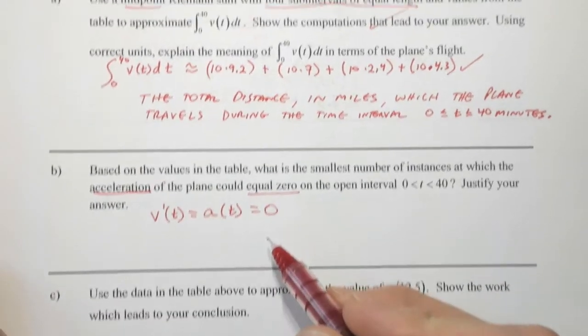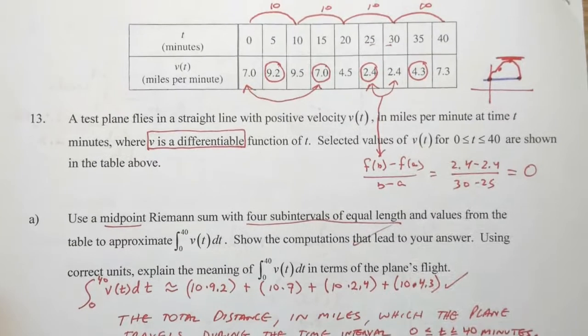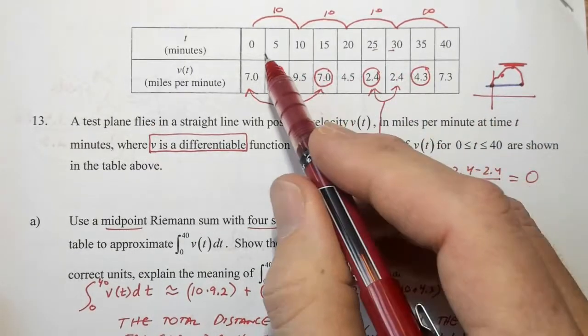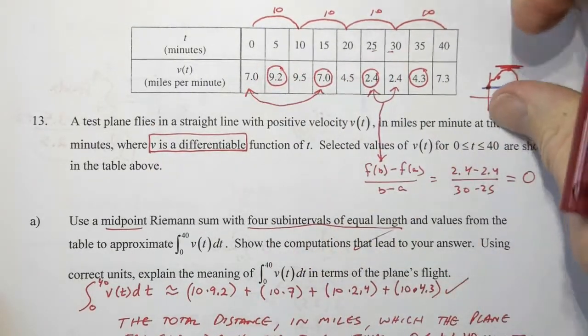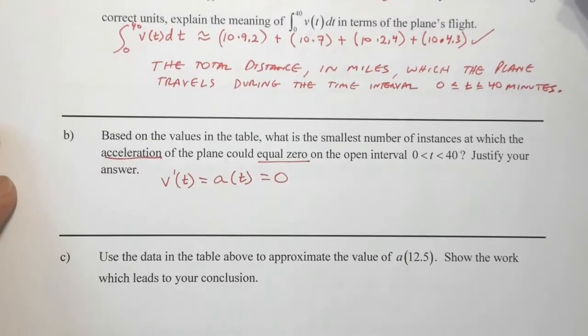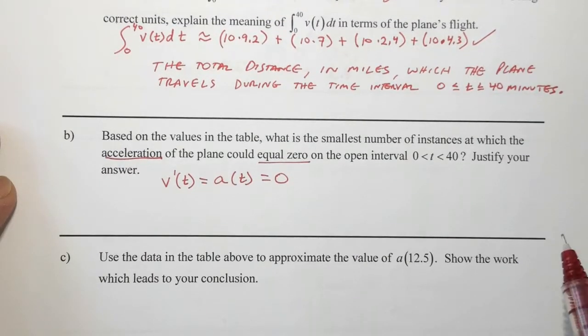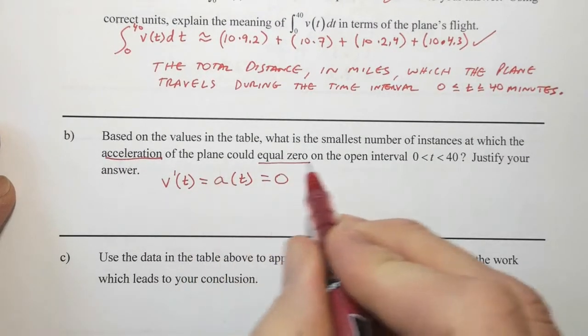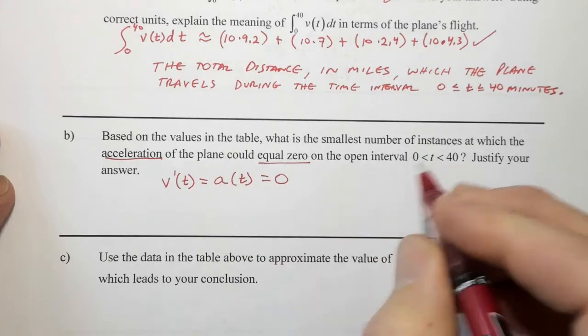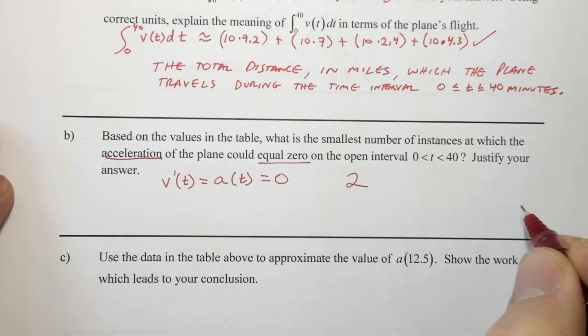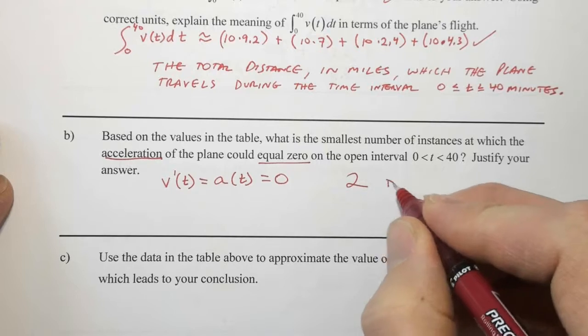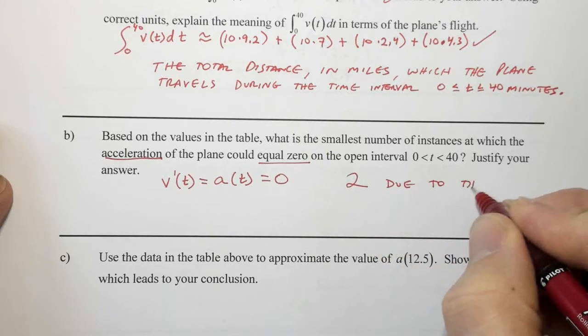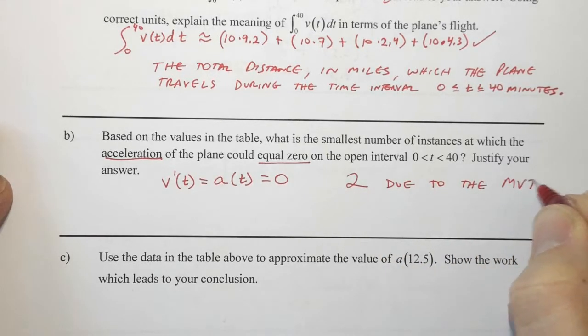All right? So we could do this twice, over the interval from 30 to 25 and also the interval from 0 to 15. So let's go back and answer the question. What is the smallest number of instances? And the answer is 2. All right, due to the mean value theorem. And you can write MVT, that's fine.